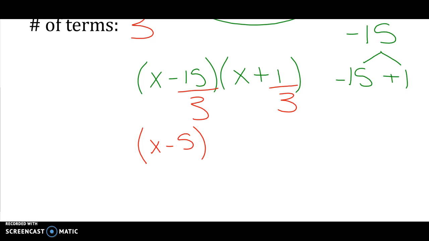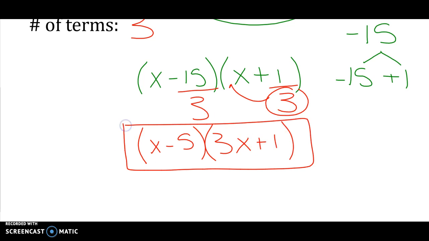And then what happens if that fraction doesn't simplify? Bottoms up. That's how it gets its name. We take the bottom of the fraction and we move it up to the front of the factor. So our final answer would be x minus 5 times 3x plus 1.